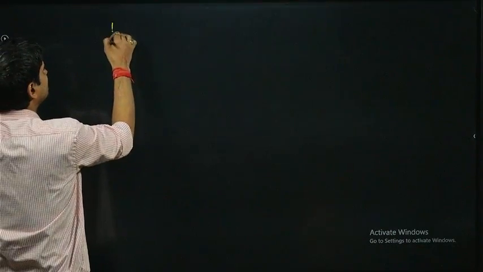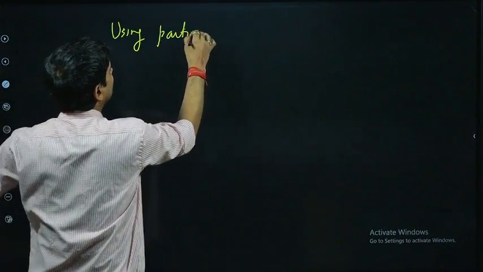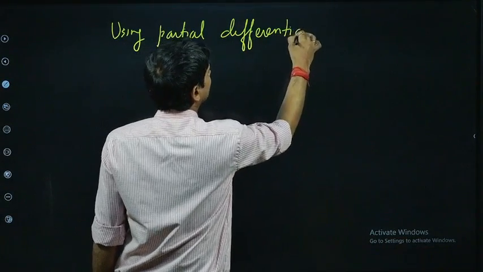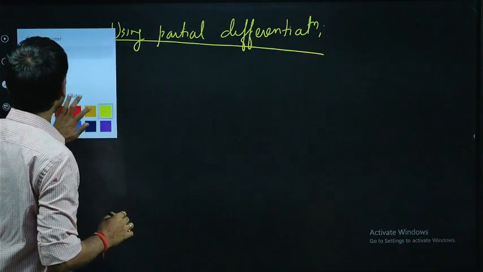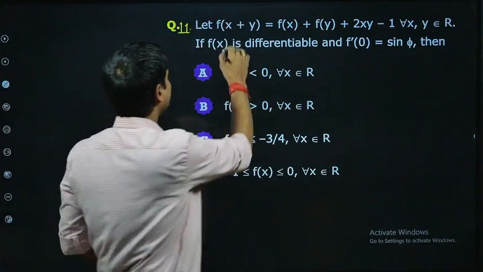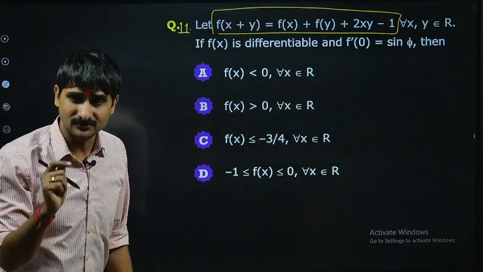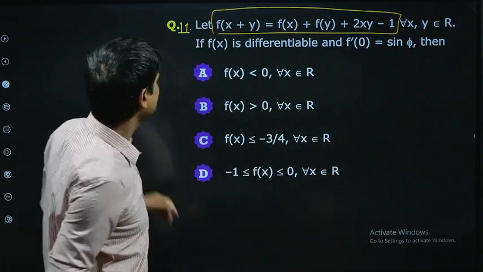First method is using partial differentiation. You may say that's not in the course, but see that this method might be quite useful and might save your time. I will differentiate both sides of this relation with respect to x, keeping y as a constant. Okay, so partial differentiation treating y as a constant, differentiate with respect to x.